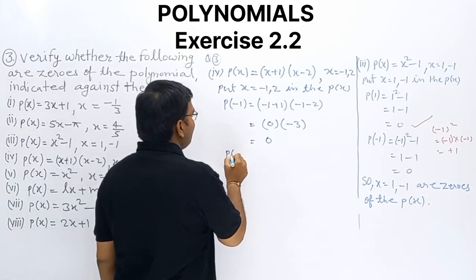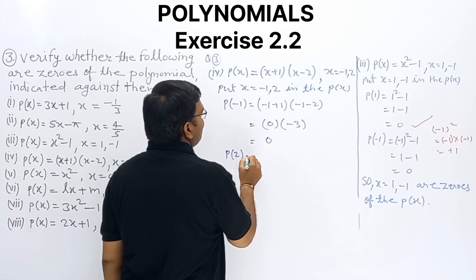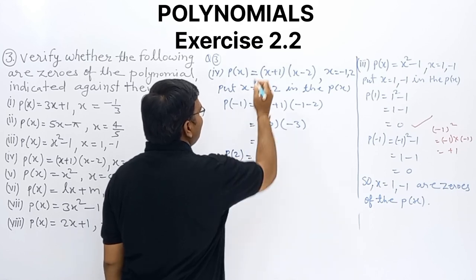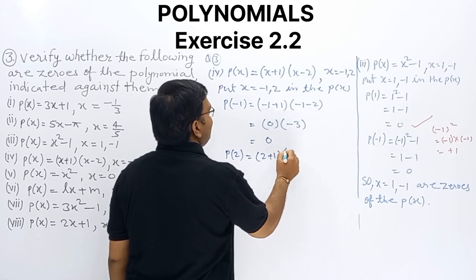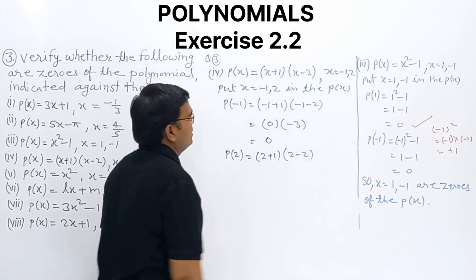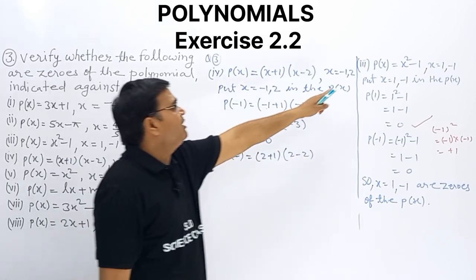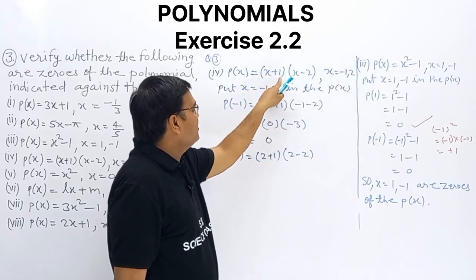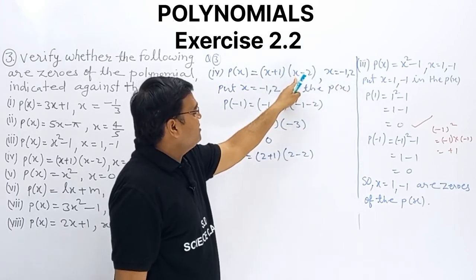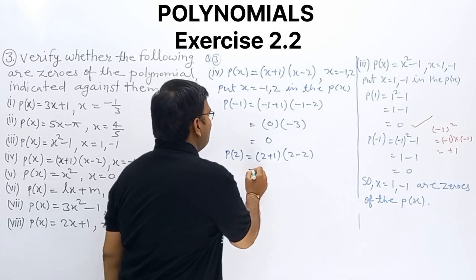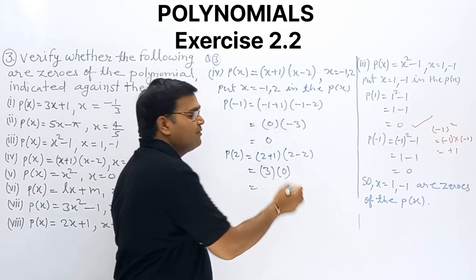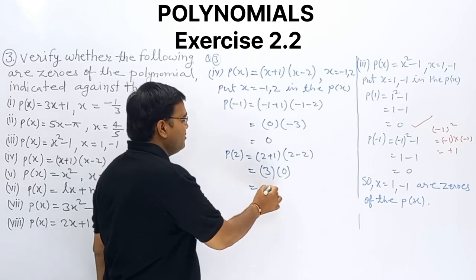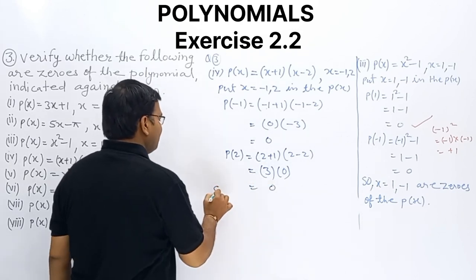Now I am taking the second one, p of 2. Put 2 at the place of x. What are we getting? 2 plus 1 into 2 minus 2. What value are we putting? X equal to 2: 2 plus 1, that is 3, and 2 minus 2, that is 0. Again we are multiplying with 0. The result will be 0.